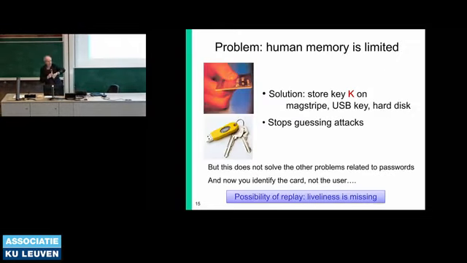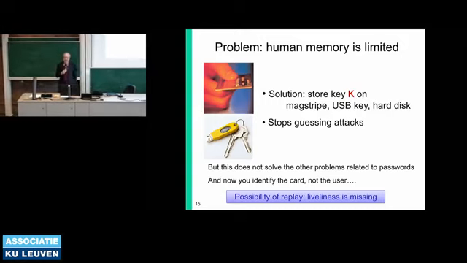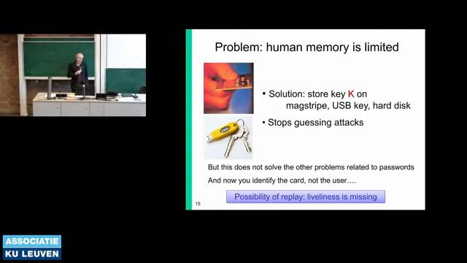Okay, so can we do better? Yes, we can do better. Today, we can actually store lots of information. In the past, even from the 80s, bank cards got a magstripe on the back. They still have a magstripe. Your bank card has a magstripe.